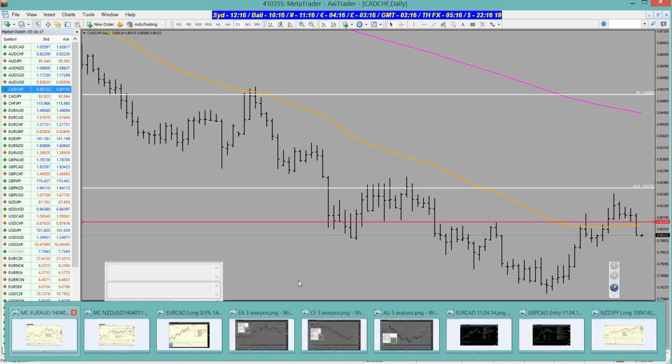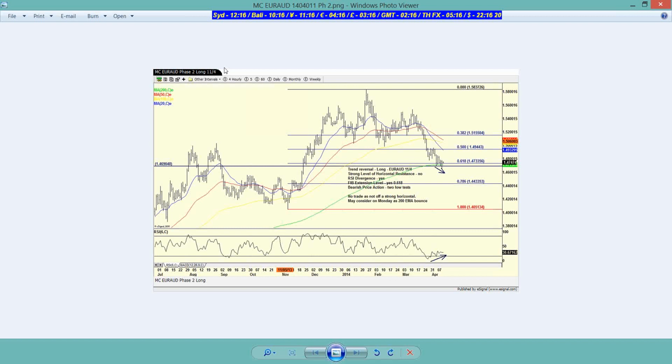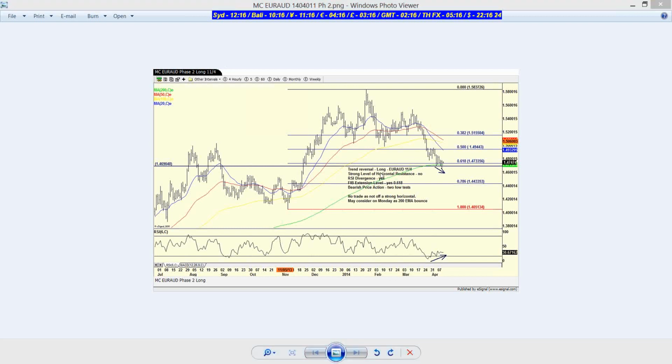Your Aussie trend reversal long, strong level of horizontal resistance. No. Okay. Not coming off a solid horizontal level that does coincide with 200, two consecutive low test bars. The last one was a lower high, waiting for a buyer bar to confirm. Okay. Yeah, there's divergence there.